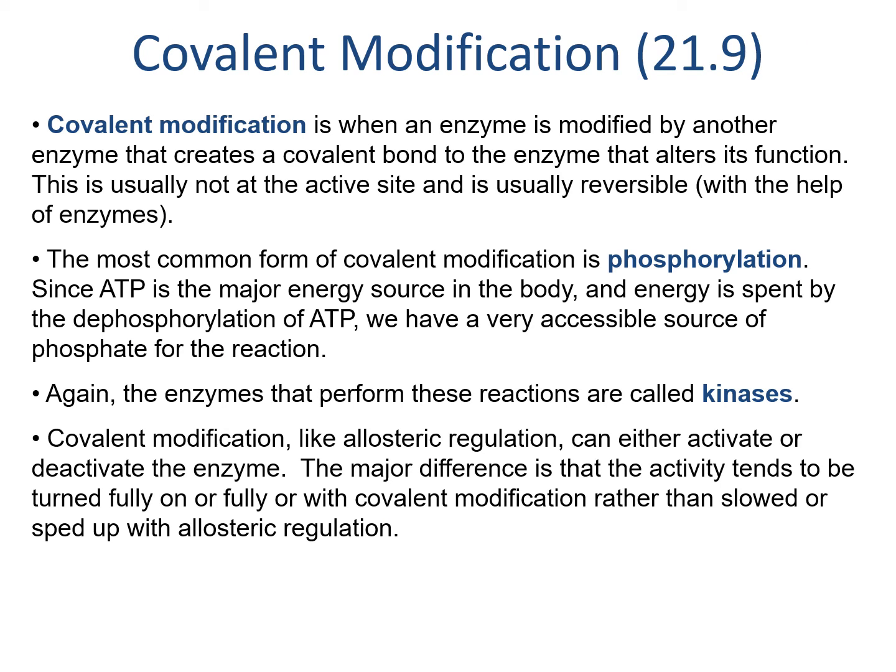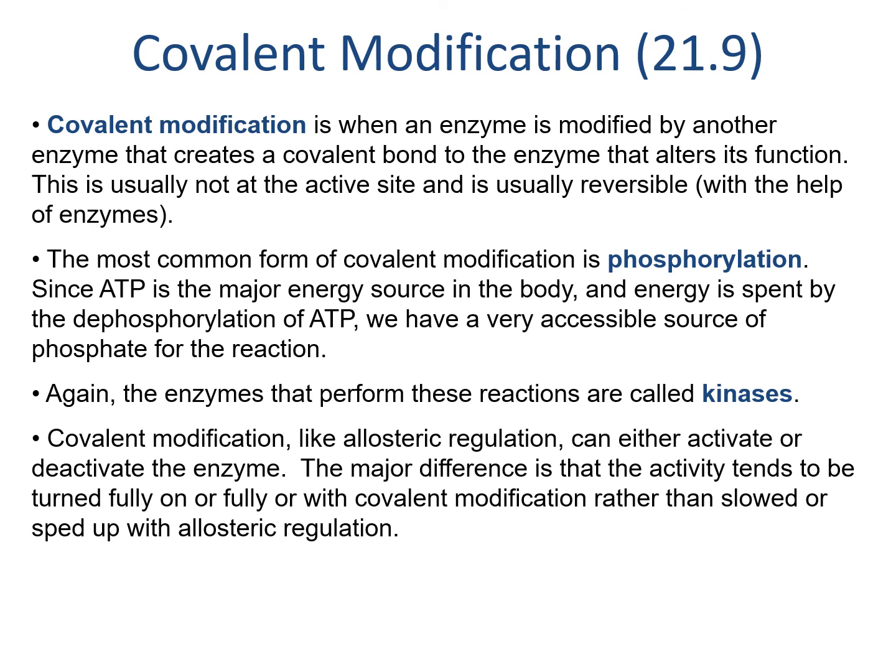Covalent modification is the last way where our bodies and cells are able to regulate enzyme activity. This is accomplished by attaching some sort of prosthetic group onto the enzyme. Usually that attachment is reversible, although it's covalent, so it's relatively permanent. The most common form of covalent modification is phosphorylation. Phosphorylation will take phosphate from an ATP and move it onto the enzyme. Another enzyme will often catalyze this.